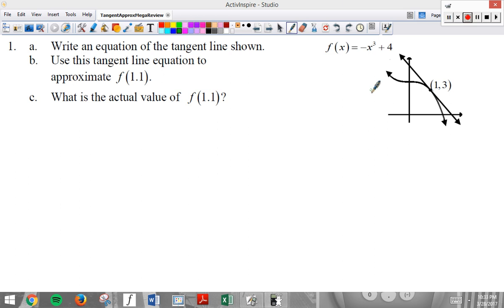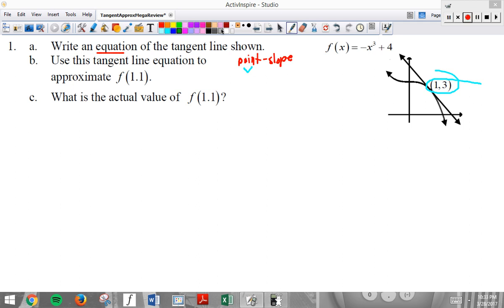Write an equation of this tangent line. How? How can I do that? I need to know two things for an equation of a line. Equation of a line should make you think of point, and it should make you think of slope. Two things, a point and a slope. So, my point is given. Check.